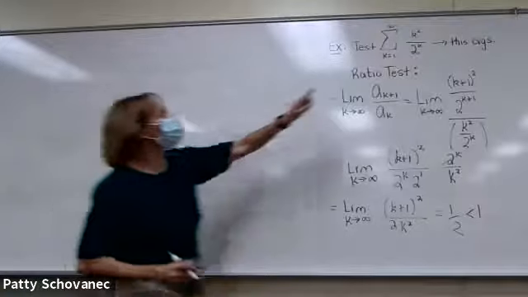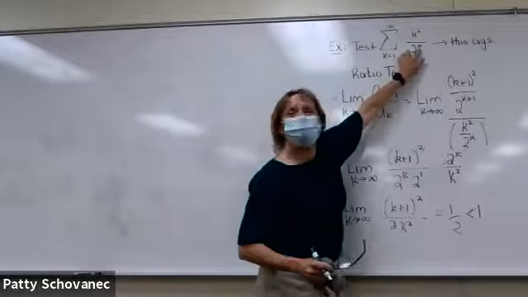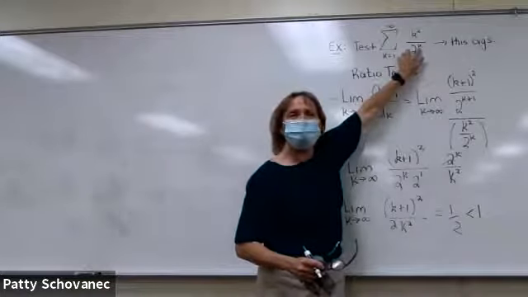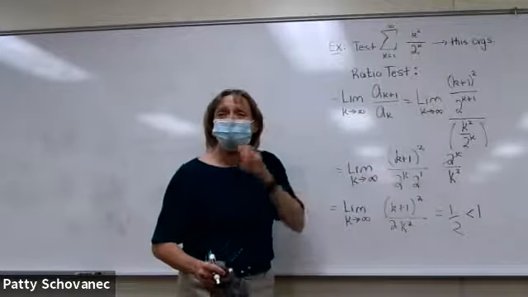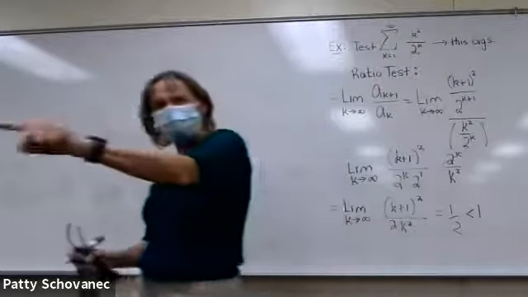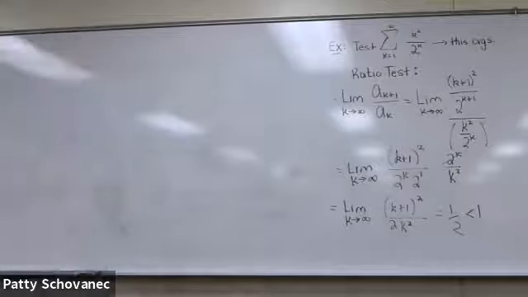What told me it was a good candidate for a ratio test was a k power, because I know I can cancel things the way I did here. Another thing that gives me a big hint that a ratio test will work well for me is when my series have terms with factorials on them. A factorial represents a product.